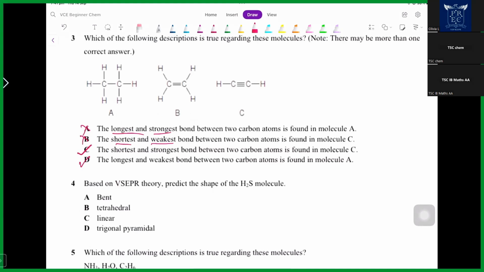Long means the distance between them is further apart. So it's long. It's from center to center, from nucleus to nucleus, the distance is longer.